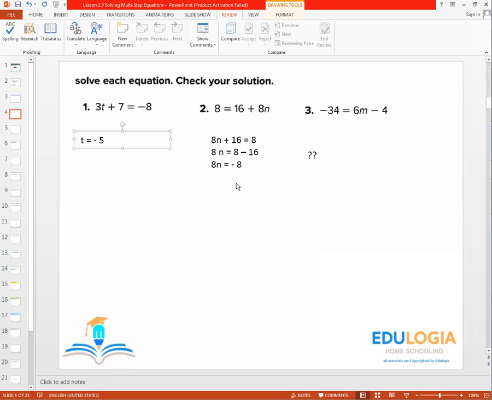Here, guys, now we reached here. It's 8n equals negative 8, right? So it's a division. Divide each side by 8. 8n divided by 8 is the n. It's n equals negative 8 divided by 8, which is negative 1. Okay, it's good.